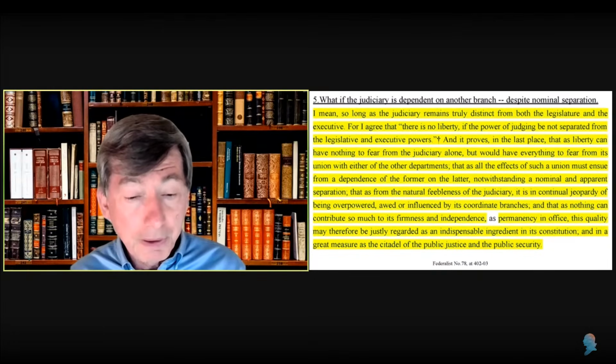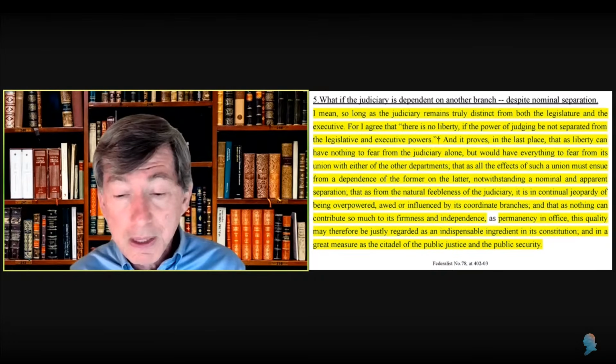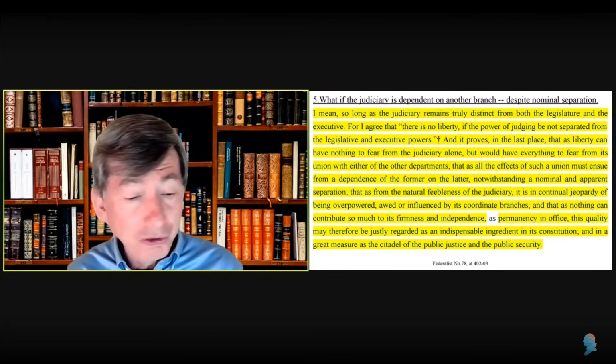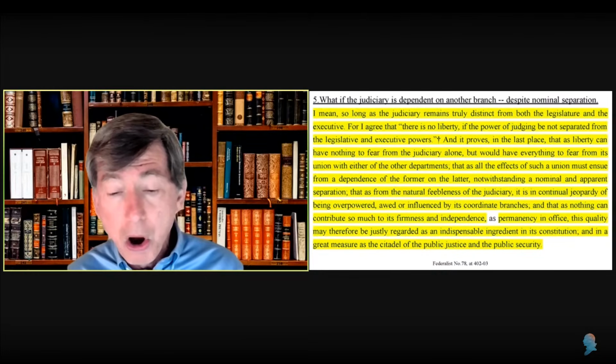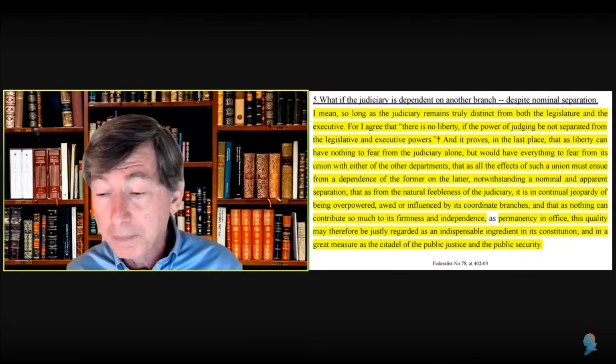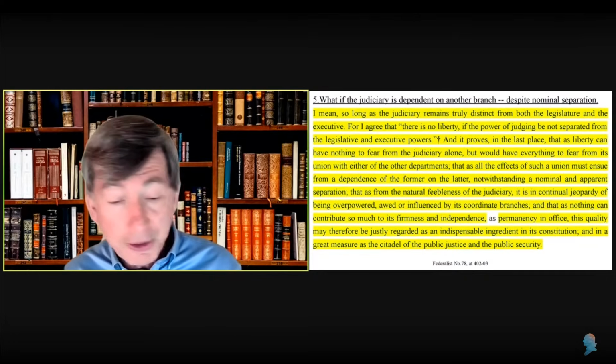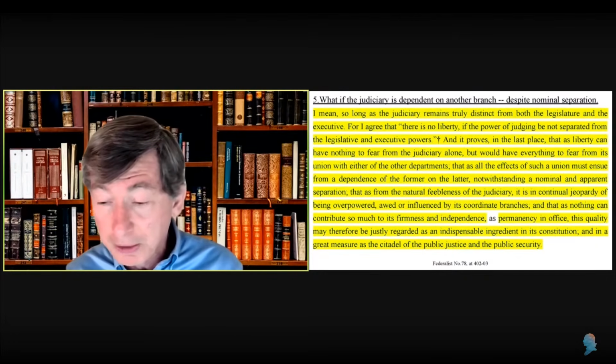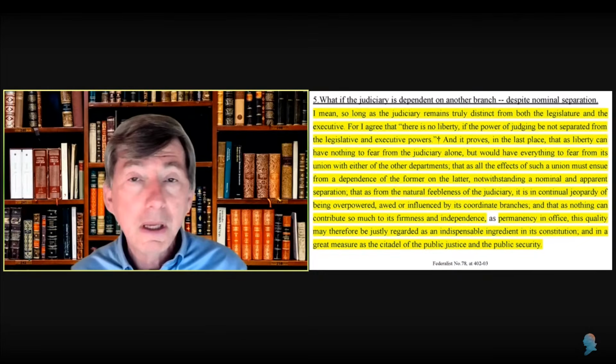Notwithstanding a nominal and apparent separation, that as from the natural feebleness of the judiciary, it is in continual jeopardy of being overpowered, awed, or influenced by its coordinate branches, and that as nothing can contribute as much to its firmness and independence as permanence in office.